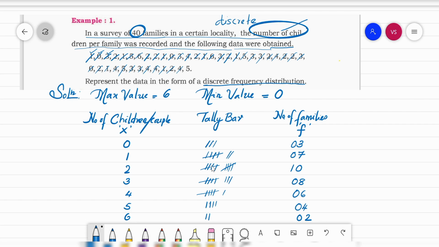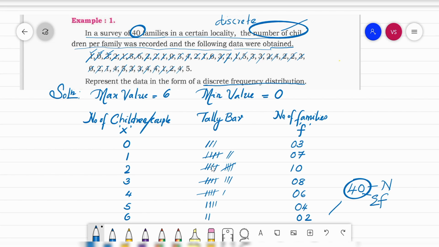When we add all these, we should get the total as 40, and this is what we call the total frequency, students. So let's see. 3 plus 7 is 10, 10 plus 10 is 20, 28, then 34, 38, and 2, 40. This 40 is called n, or the sum of all f, students. This is how we have to do it.